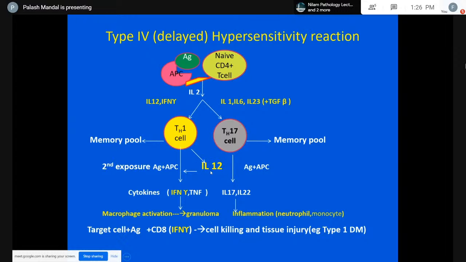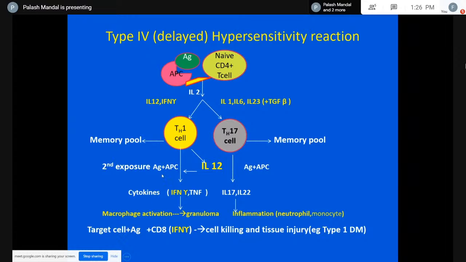liberating interleukin 12. So these cells themselves are liberating some cytokines, and these cytokines are again helping the naive cell to be converted into a particular subset of cell. It is like a cyclical reaction. So this itself is leading to more formation of TH1 cells from naive T cells. Understand? So this interleukin 12, after second exposure has happened with the same antigen, leads to liberation of more cytokines.